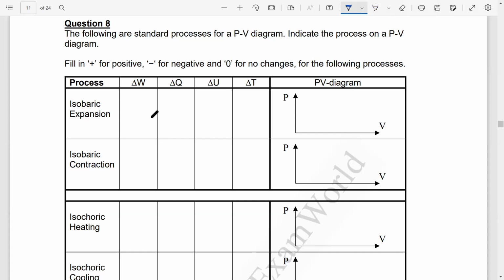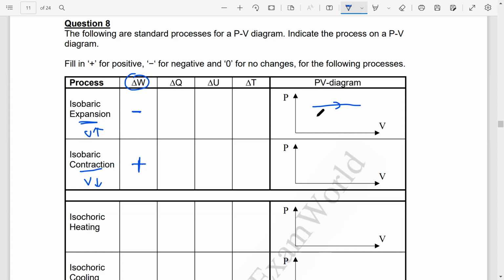Now, for isobaric expansion, isobaric in the PV diagram is going to be horizontal. Expansion means volume increase. Contraction means volume decrease. Now, if you recall from the earlier parts, volume increase means your delta W must be negative. Volume decrease means your delta W must be positive.